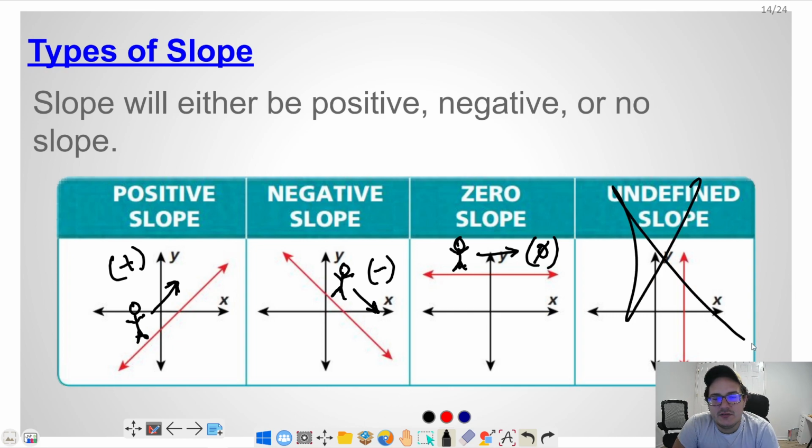We're really not going to use undefined too often because it breaks the laws of physics, so we don't talk about it too much. I really need you to understand what positive, negative, and zero slopes are.